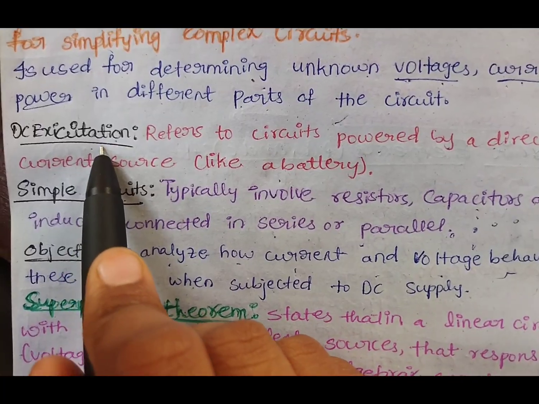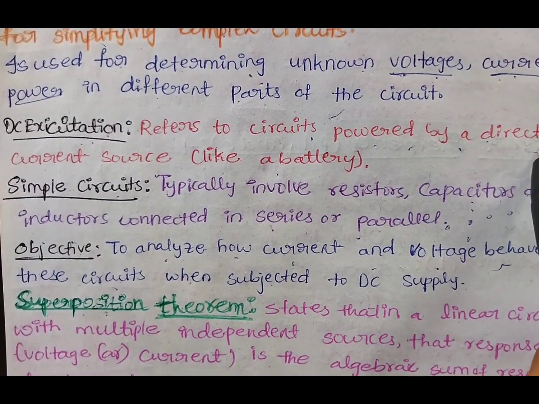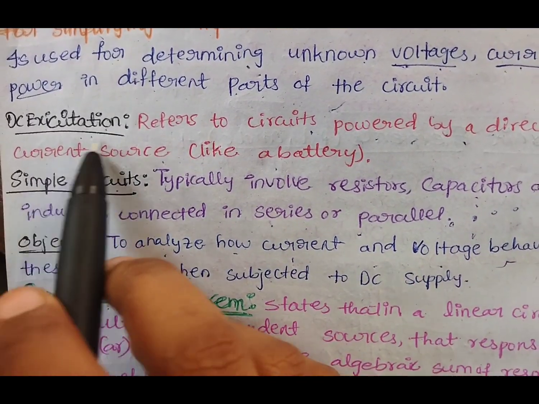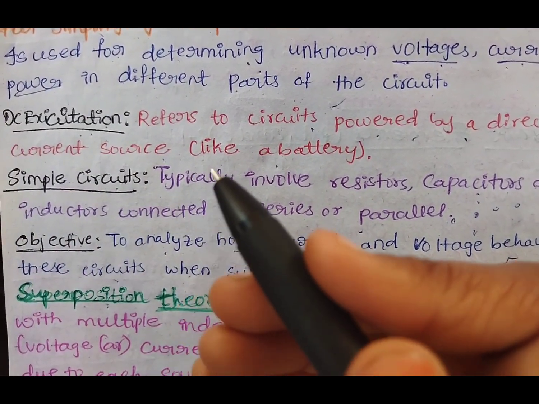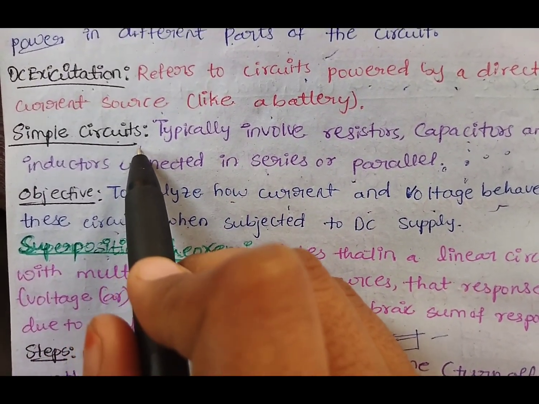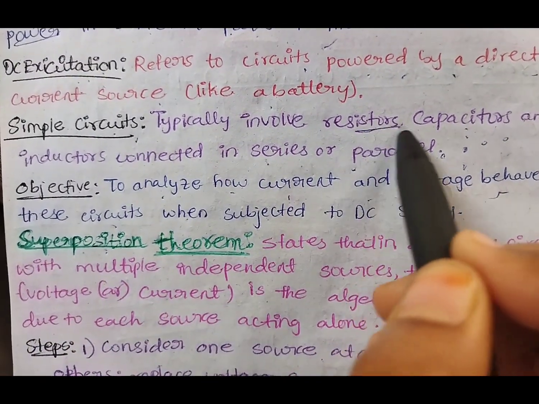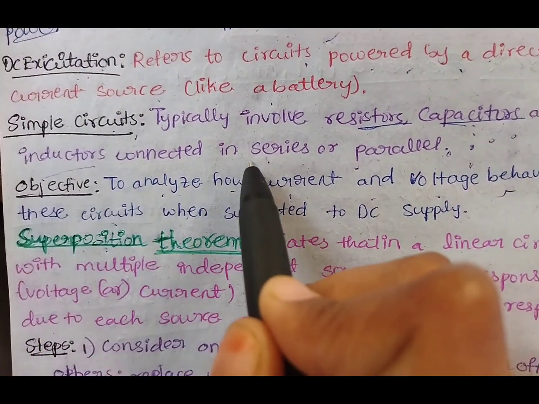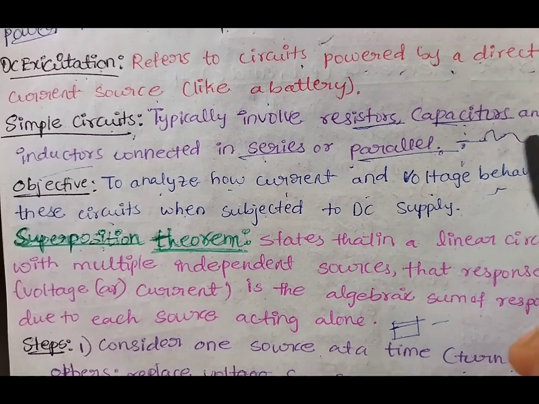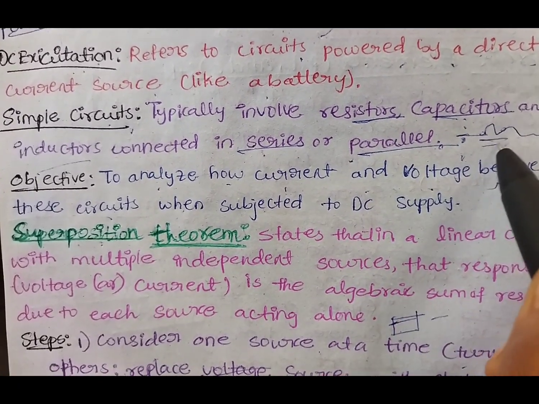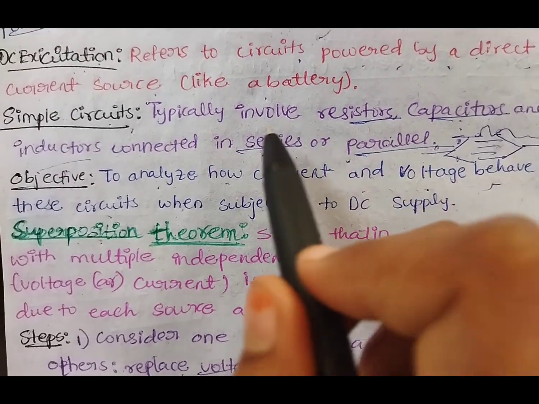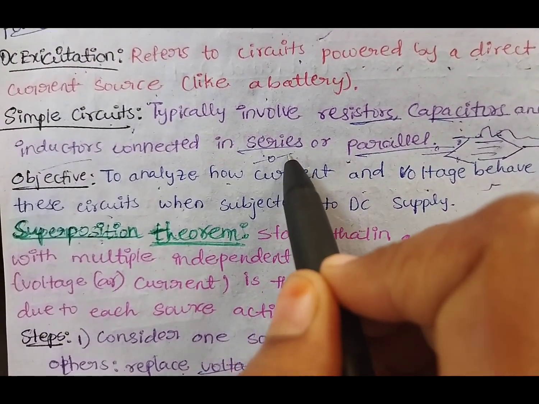DC excitation is the process of a circuit powered by a direct current source like a battery. Battery is an example for DC excitation. Simple circuits include resistors, capacitors, and inductors connected in series connection or parallel connection. Series connection is nothing but a side by side connection. Parallel is nothing but up and down, but connected with common points. Series is side by side connections.